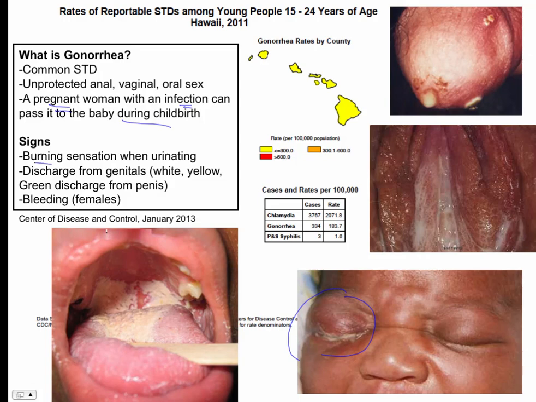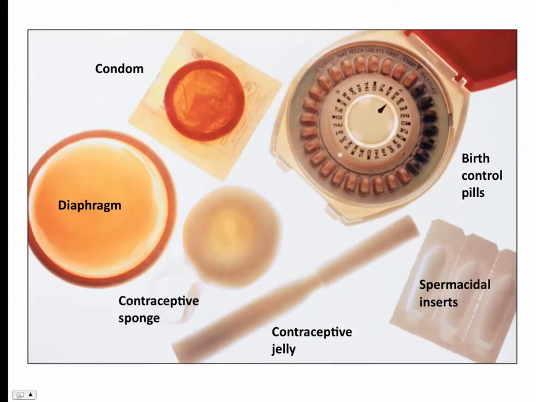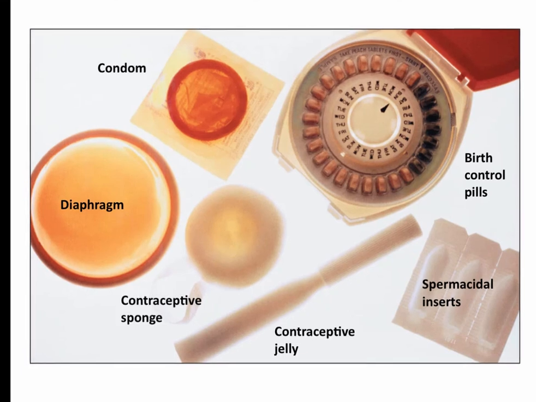Other signs, burning sensation when urinating, discharge from the genitalia, whether it's white or yellow or green, and also bleeding in females. So these are a fairly recent report, January 2013. So just something to be aware of yourself and also for the others in your community. So once again, I leave you off with this illustration and also a reminder to use protection if you are sexually active. And that's it for Bio 130.